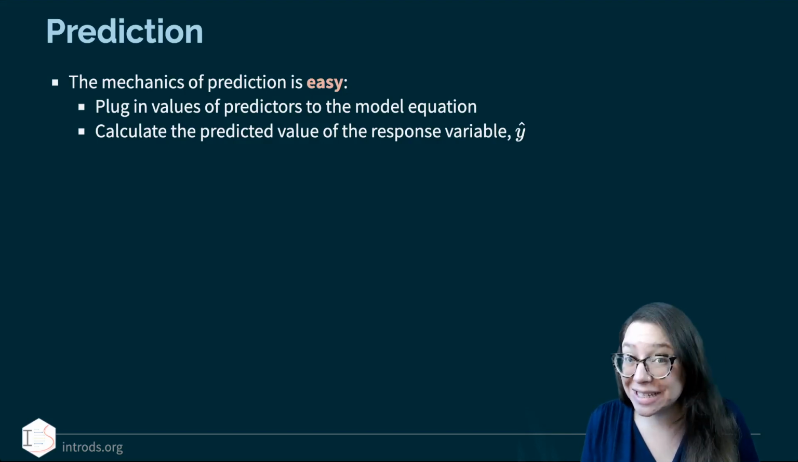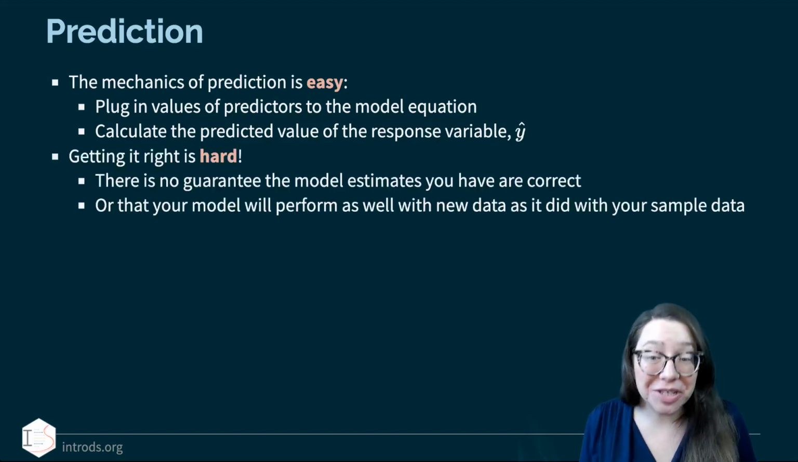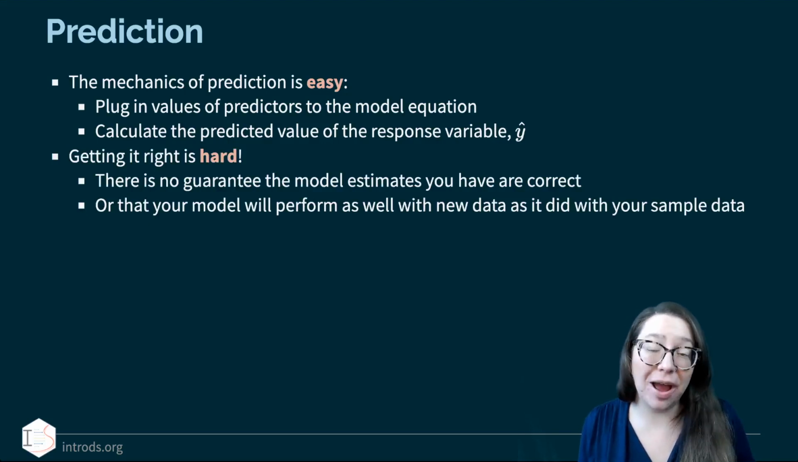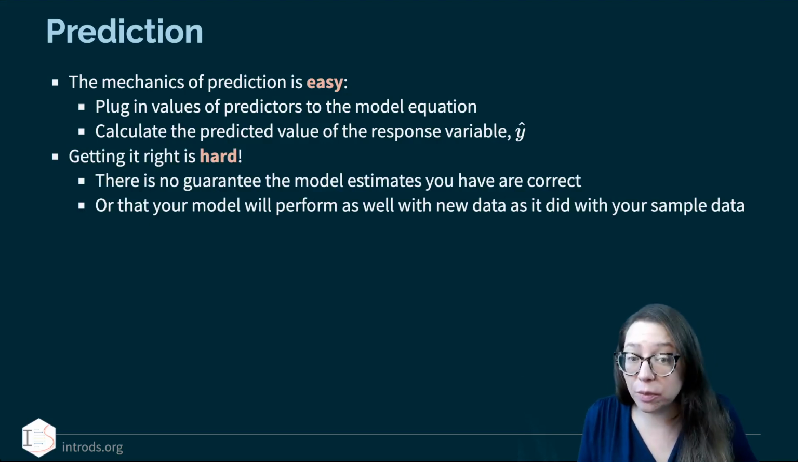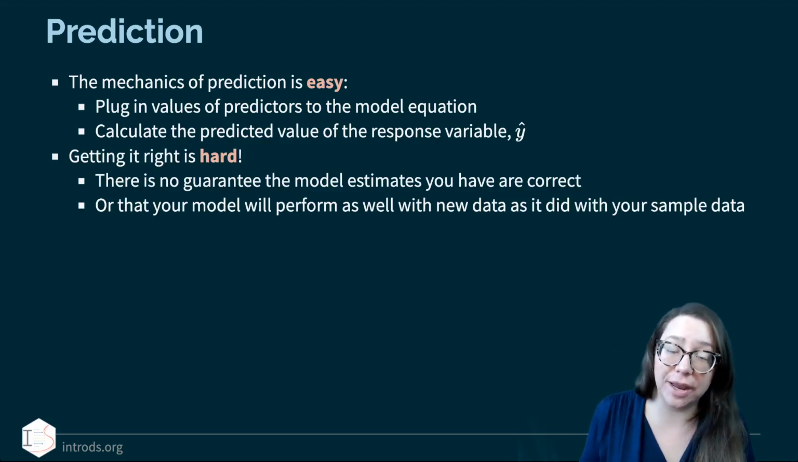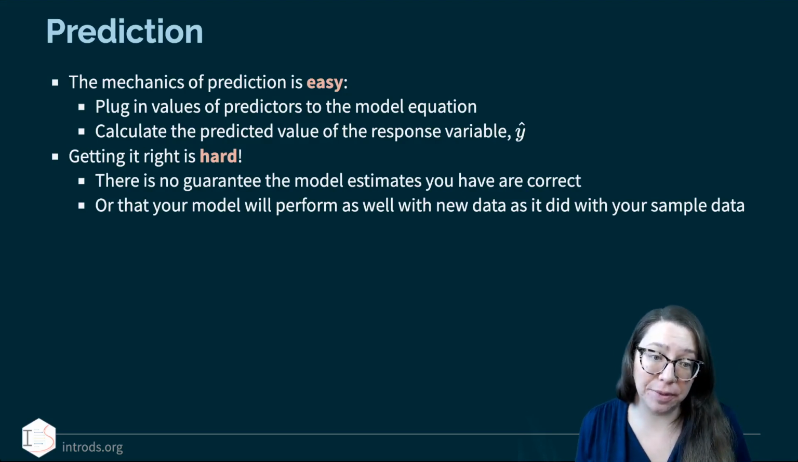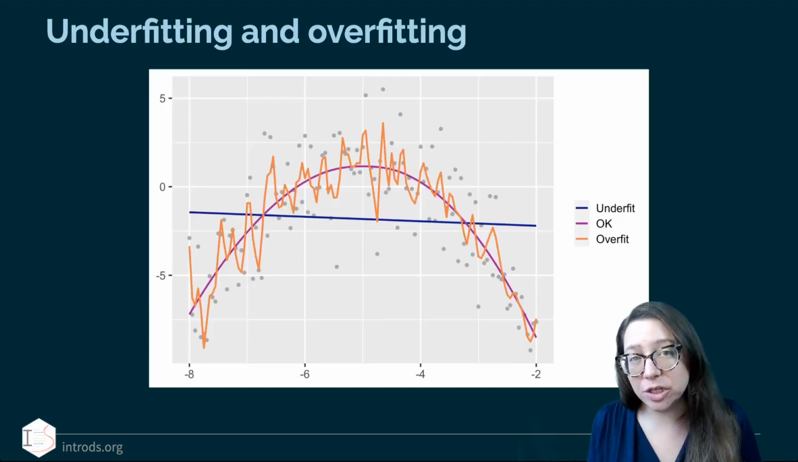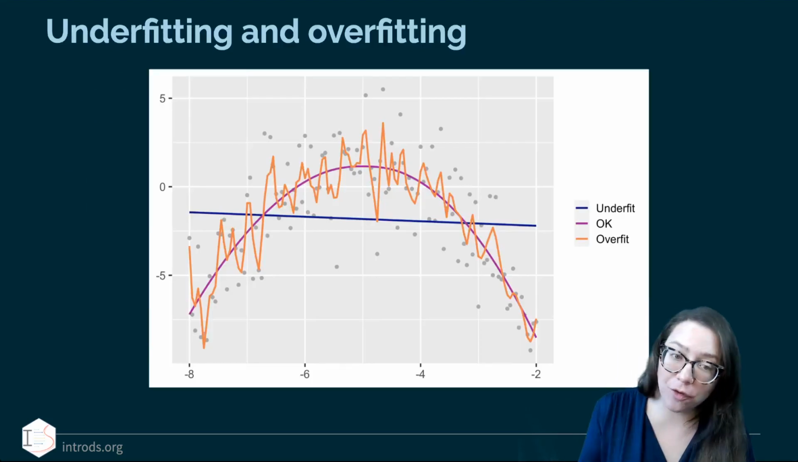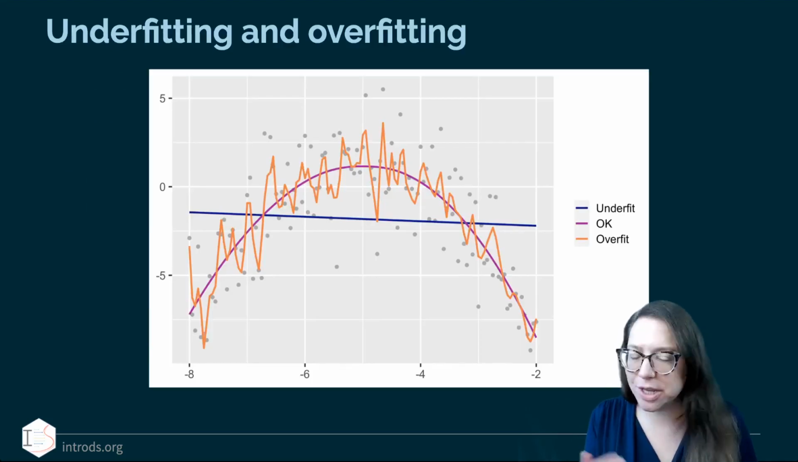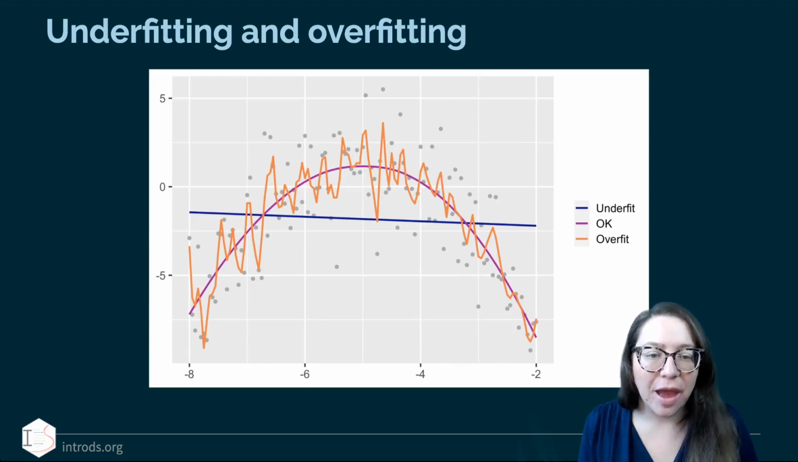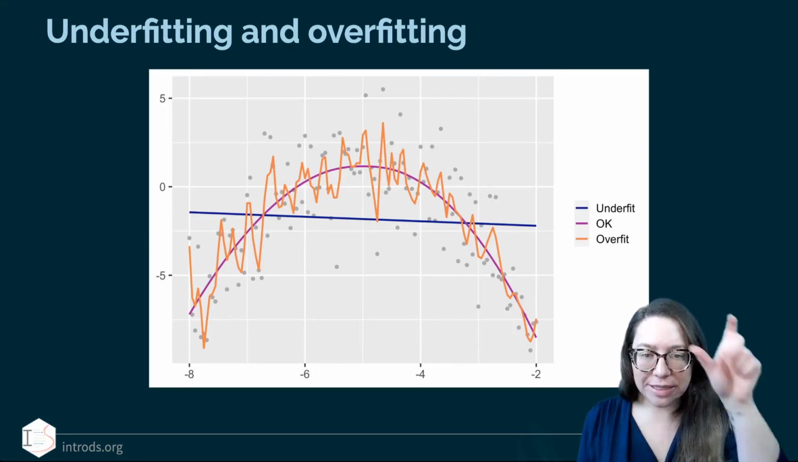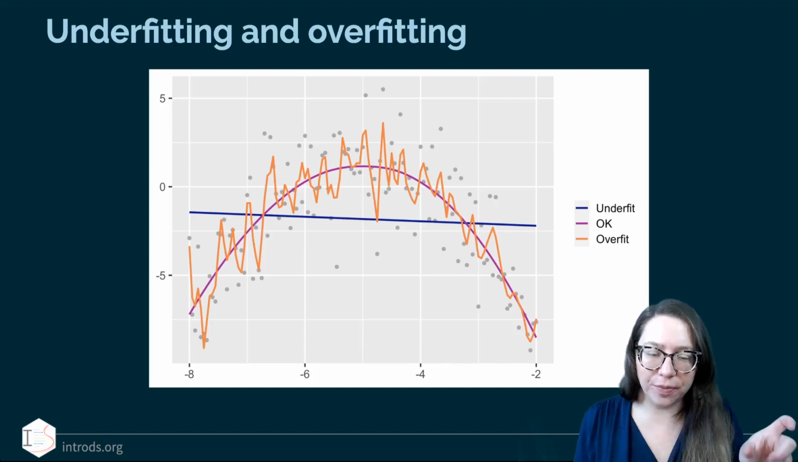But getting things right is hard. There's no guarantee that the model estimates you have are correct, or that your model will perform as well with new data as it did with your sample data. And so what do we do for this? We want to talk about this notion of overfitting and underfitting, and then I have this okay level in between. So here we can see in dark gray our data, right?